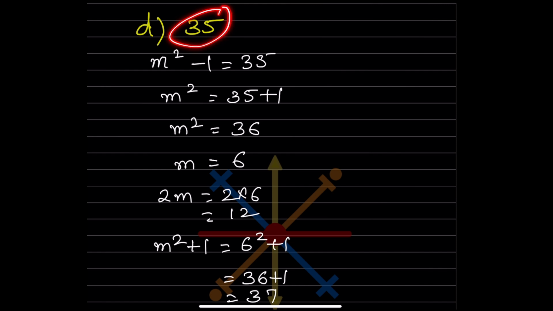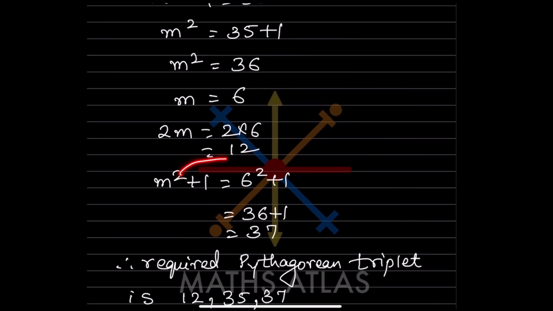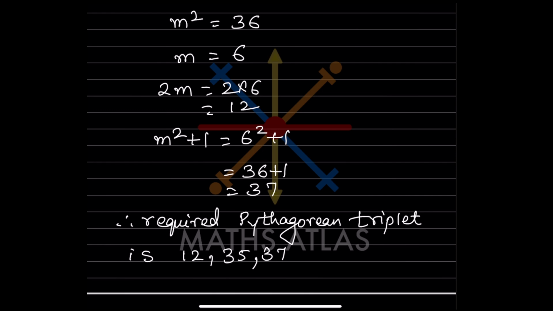Now let us look at this 35. If we take 2m as 35, m is 35 divided by 2, which we get in decimal, so we are not going to consider this one. Now let us see m square minus 1. So m square is 35 plus 1, so this is 36. When you take the square root of both sides, that is a perfect square, so m is 6. Now we want 2m, because the formula is 2m, m square minus 1 and m square plus 1. So 2m will be 2 into 6, that is 12. And m square plus 1 is 6 square plus 1, that is 36 plus 1, that is 37. So the required Pythagorean triplet will be 2m, m square minus 1 and m square plus 1, that is 12, 35 and 37.